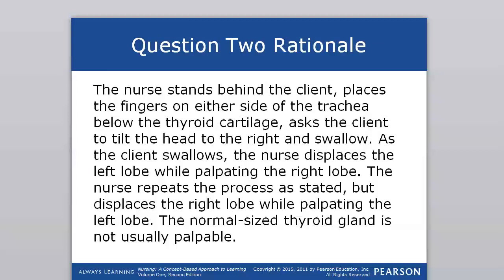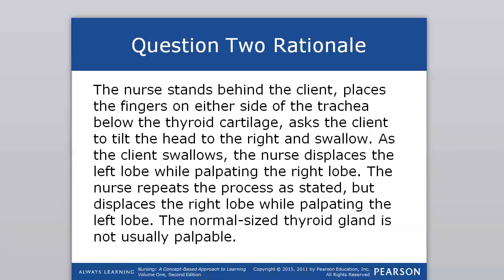The nurse stands behind the client, places the fingers on either side of the trachea below the thyroid cartilage, and asks the client to tilt the head to the right and swallow. As the client swallows, the nurse displaces the left lobe while palpating the right lobe. The nurse repeats the process as stated, but displaces the right lobe while palpating the left lobe. The normal sized thyroid gland is not usually palpated.